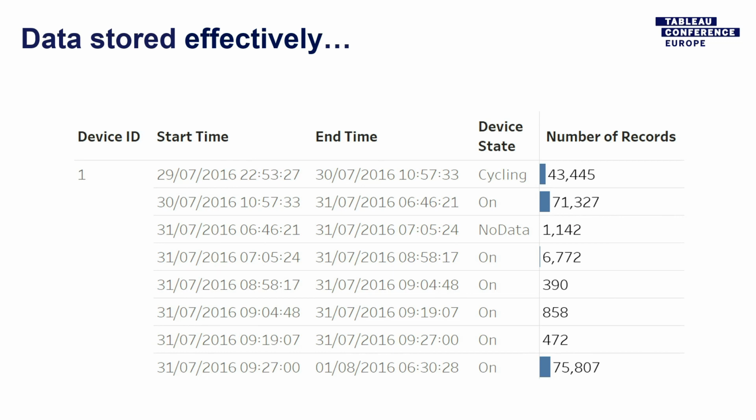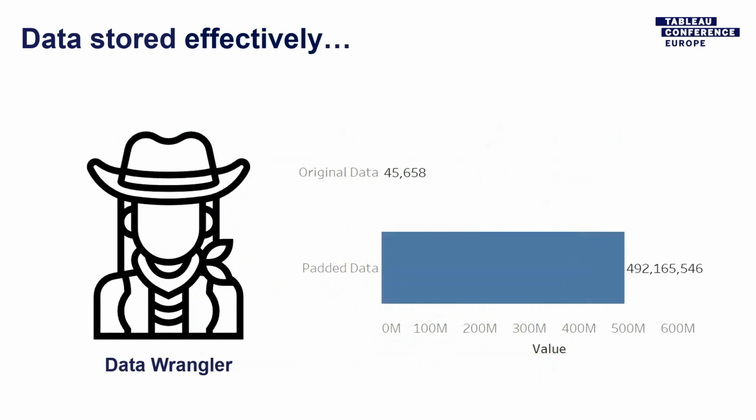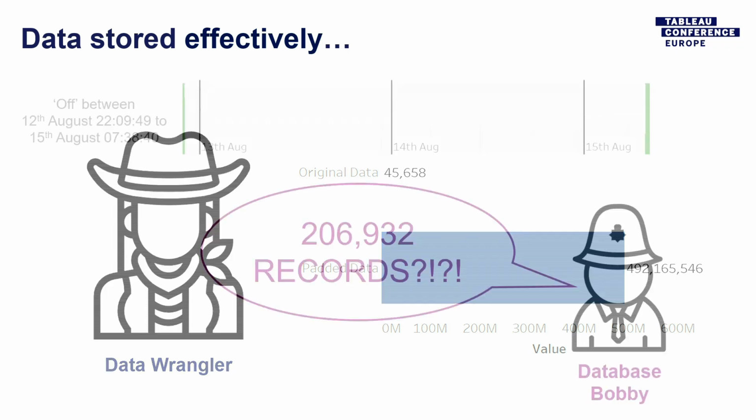So now we have a record for each second that a device was in a particular state. So that first row we're looking at was one row originally. It's now represented by 43,000 rows. So if you take that across all the devices we have in our house, across all the different states it could be, we're actually taking our original 50K data set to over 500 million rows. So I know even the data wrangler is probably going to be mad about this, not just the database Bobby. So let's take a deep dive into why that is.